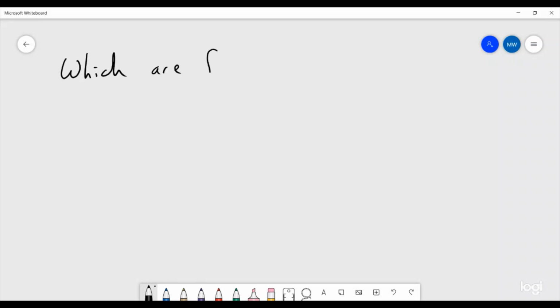So I'll write these down and then give you a moment to pause the video to try and figure out which ones are going to be functions, and then we will talk about them as a group. So which of the following are functions?